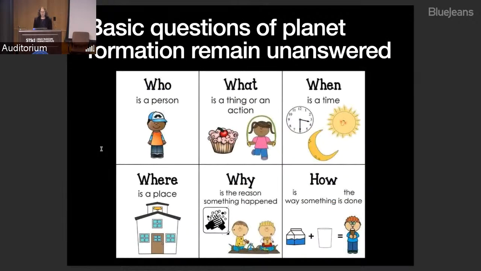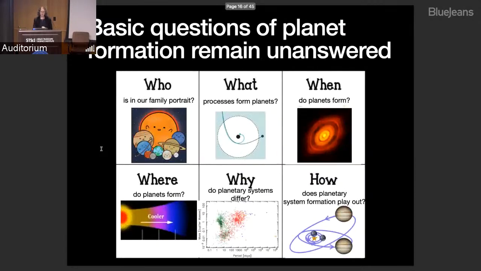Without these portraits, the basic questions of planet formation remain unanswered, including who is in our planet family portrait, what processes form planets, when do planets form, where do planets form, why do planetary systems differ from each other, and how does planetary system formation play out? So I'll now talk about in a bit more detail each of these questions and the observational wish list for trying to answer them.